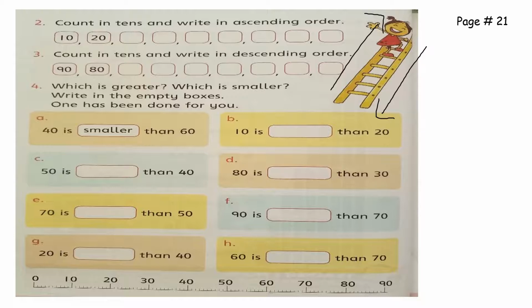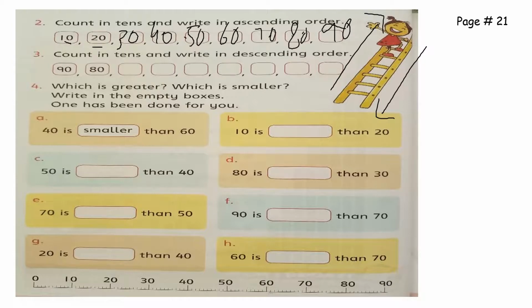So we have to count in tens. It means that what comes 10 after 10? 20. Then what comes if we add 10 to 20? It's 30. Then 40. Then 50, 60, 70, 80, 90. So we are doing skip counting in tens.